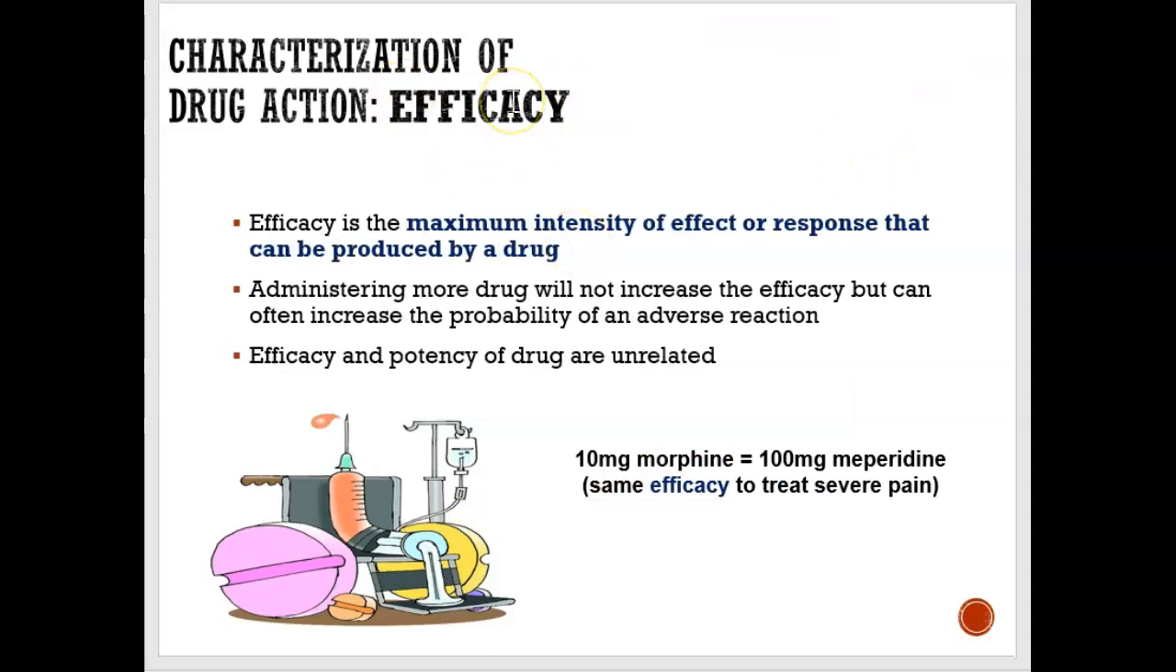Efficacy. Efficacy is the maximum intensity of effect that can be produced by a drug. So if you look at 10 milligram morphine and compare it to 100 milligram meperidine, those have the same efficacy because they both will work the same. They both will give me that relief of pain. So the dosage, yes, is different, but they're both as effective. 10 milligram morphine is just as effective as 100 milligram meperidine.